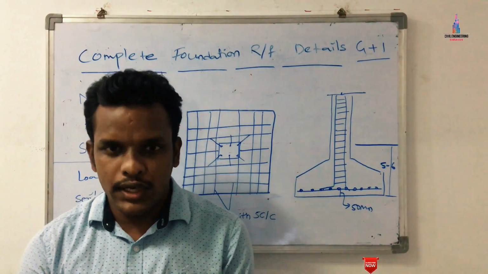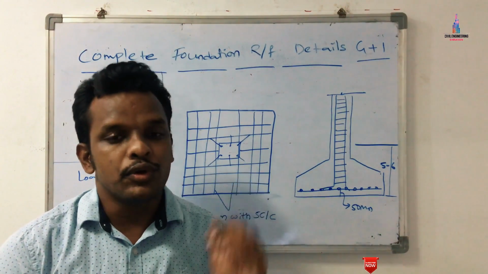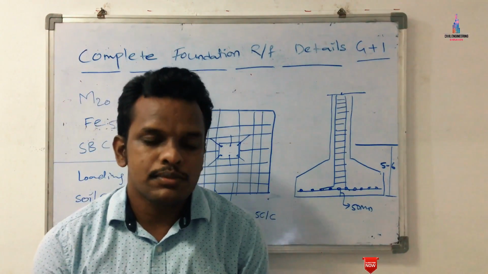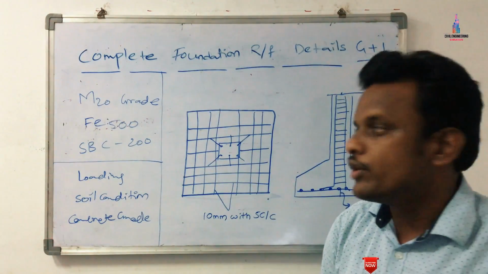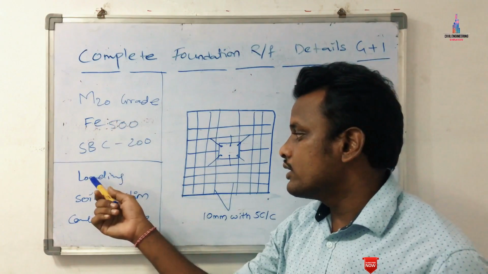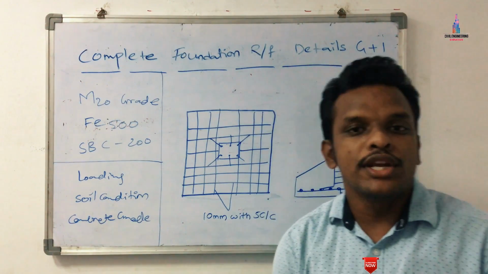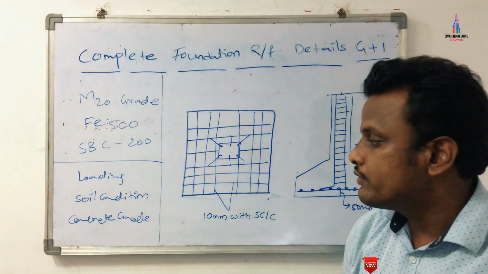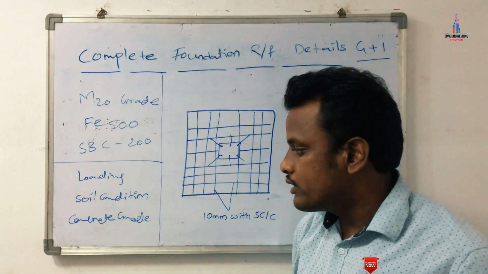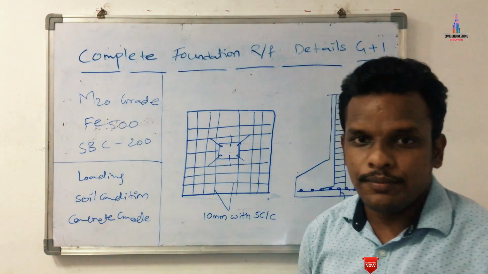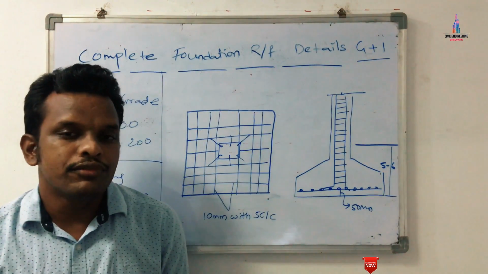In this video, I will explain the different parameters that we need to consider for foundation design and the standard values for this foundation. Firstly, I will explain the parameters we will consider for designing this foundation. These three are the basic parameters we need to consider before designing any foundation for a building section: first is the loading condition, second is the soil condition, and third is the grade of the concrete.